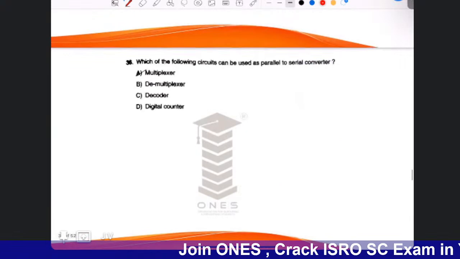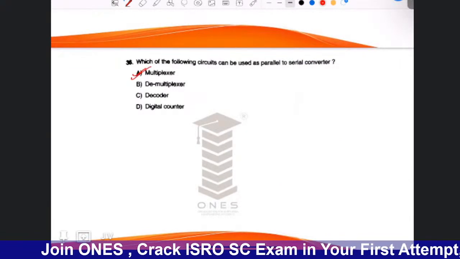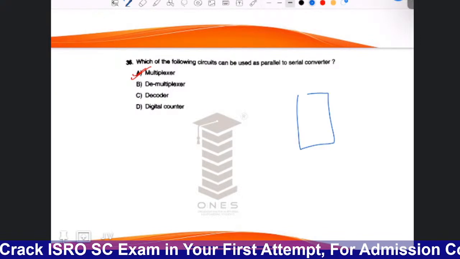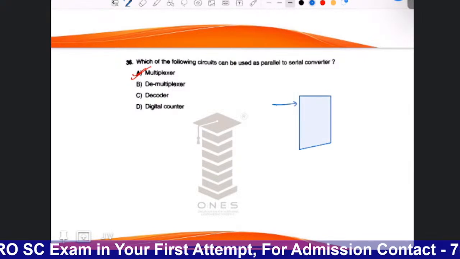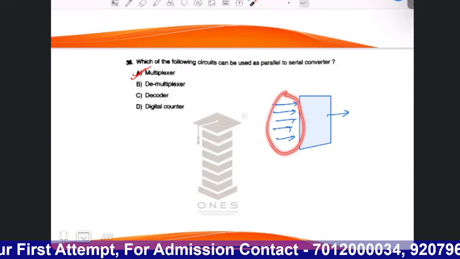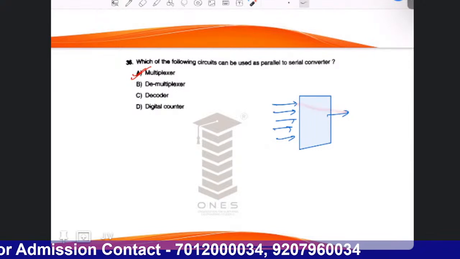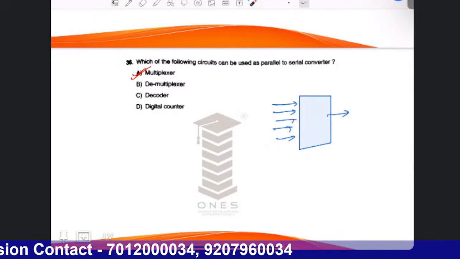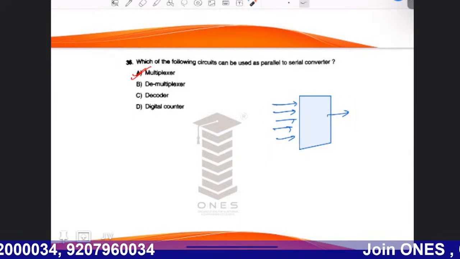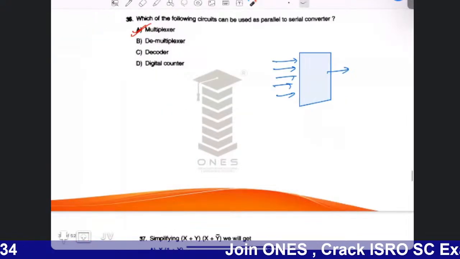Question number 36. Which of the following circuits can be used as parallel to series converter? Option is multiplexer. അല്ലെ, മൾട്ടിപ്ലക്സറിൽ എന്തുണ്ട്? It is a many to one converter അല്ലെ. സോ പാരലൽ ഇൻപുട്ടിനെ നമ്മൾ എന്ത് ആക്കി മാറ്റും? സീരീസ് ആക്കി മാറ്റും അല്ലെ. At a time എന്തേ പോകുന്നുള്ളൂ? ഒരു ഔട്ട്പുട്ടേ പോകുന്നു. സോ പാരലൽ ഇൻപുട്ടിനെ ഔട്ട്പുട്ടിൽ സീരീസ് ആക്കി മാറ്റി. So option will be option A, multiplexer.